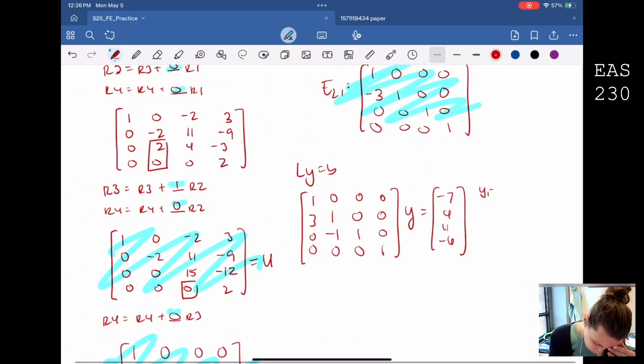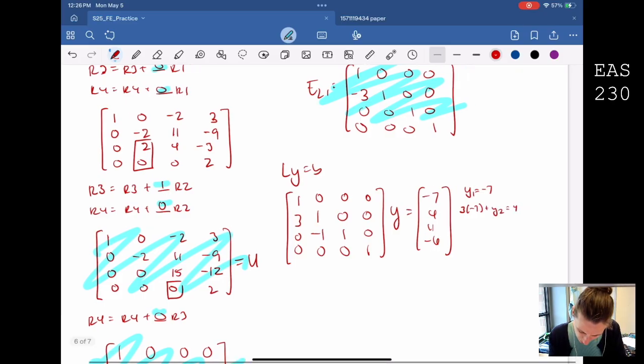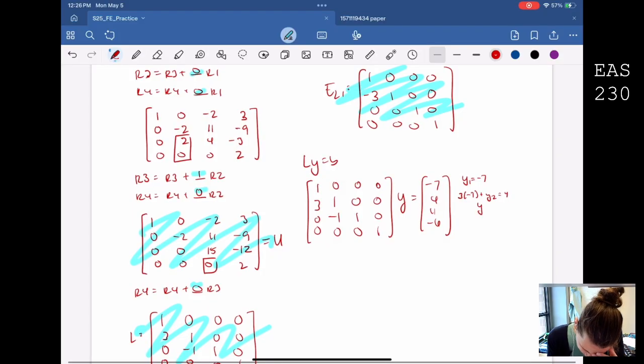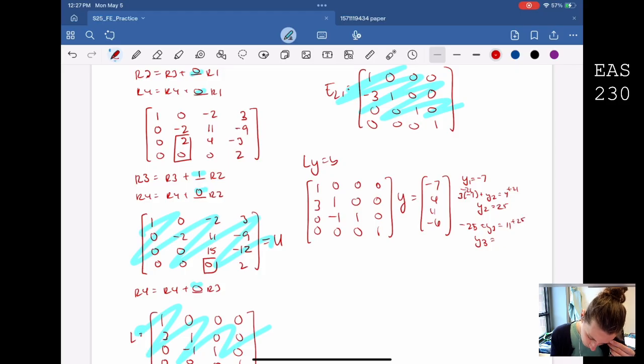So here I can see y1 equals -7. Then 3 times y1 plus y2 equals 4, so y2, this is -21, so plus 21 equals 25. Then y1 minus y2 plus y3 equals 11. So y3 is plus 25, so 36. And then lastly, I can see y4 equals -6. So here are my y values.